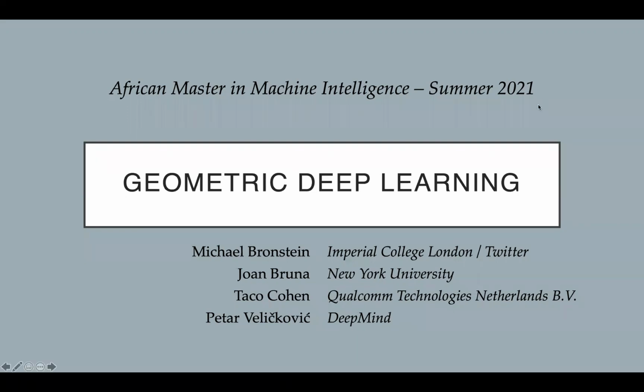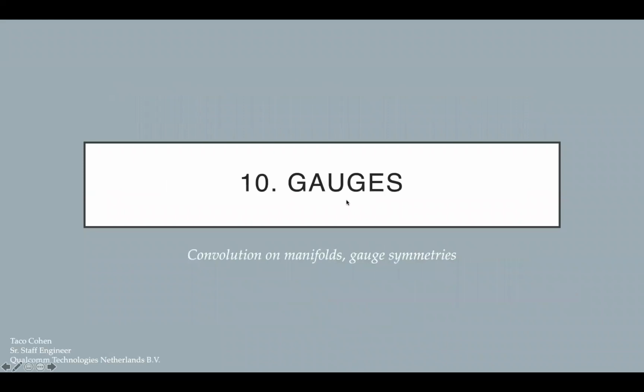This one is on gauges, or gauge theory, which, as Michael has already explained to some degree, is important when we want to define convolutions on manifolds, and also when we want to deal with signals that are actually fields, things like vector fields and so on.